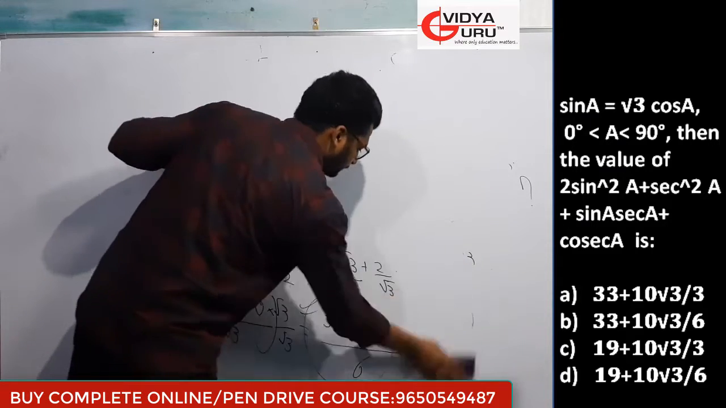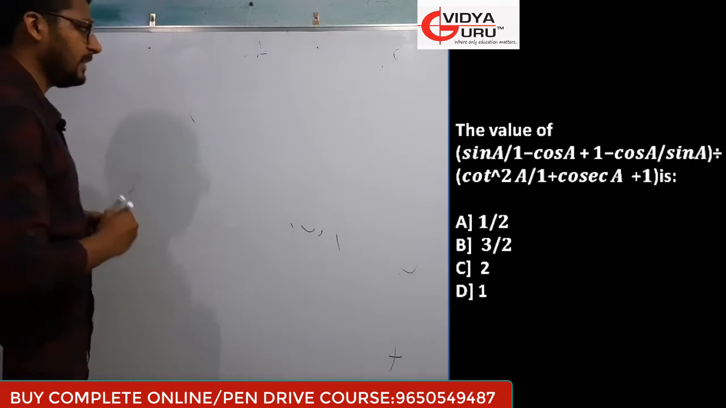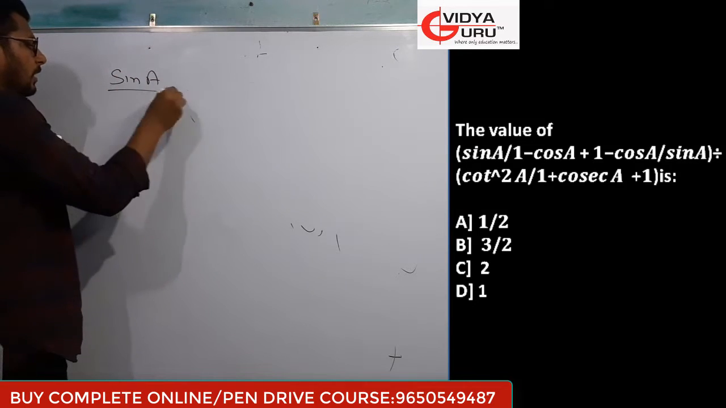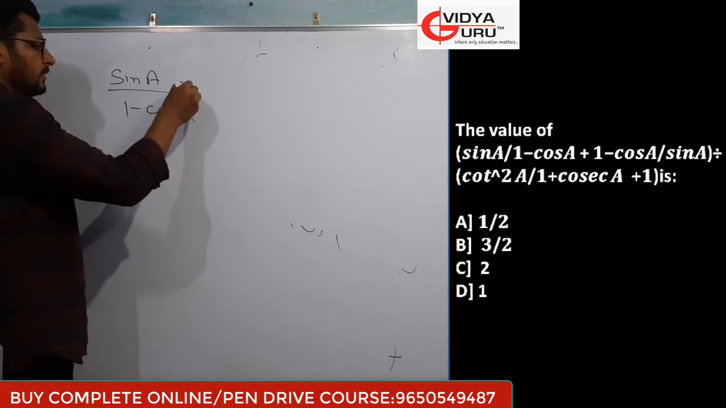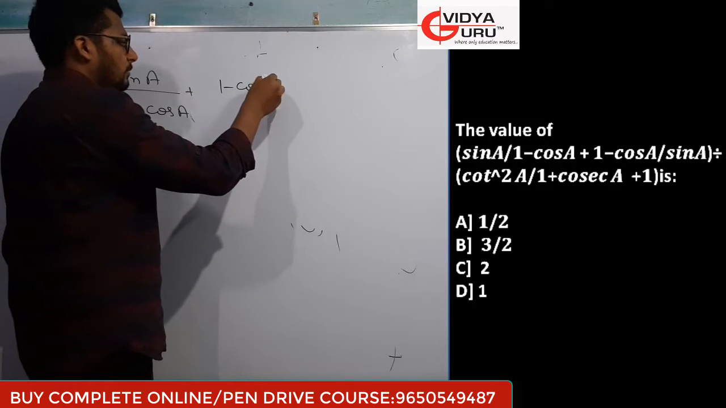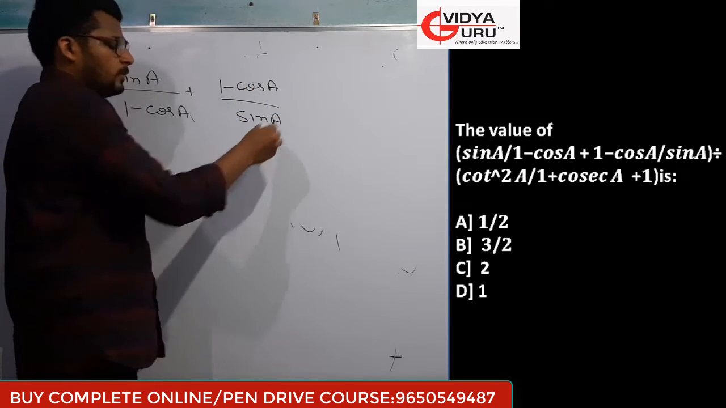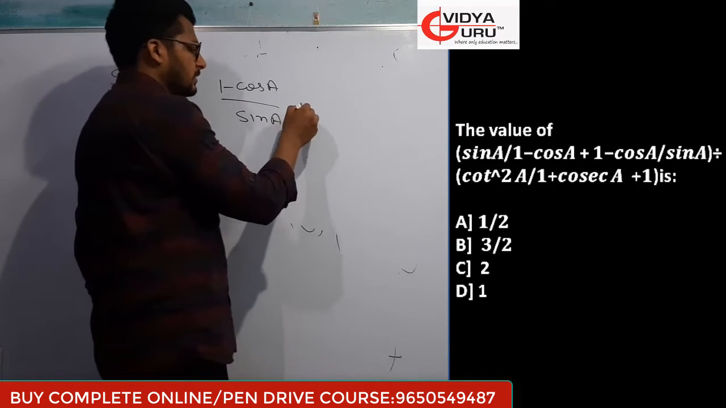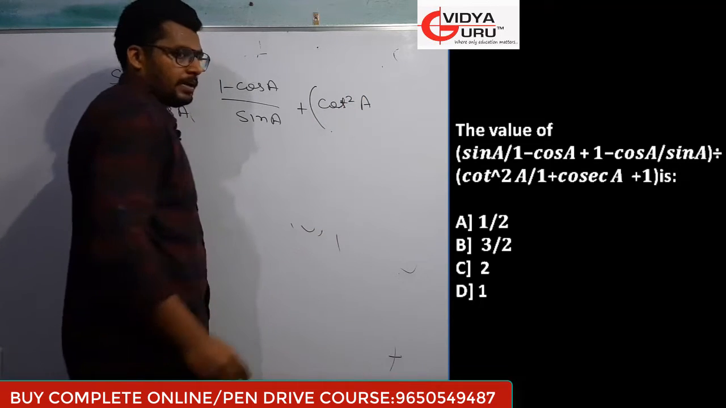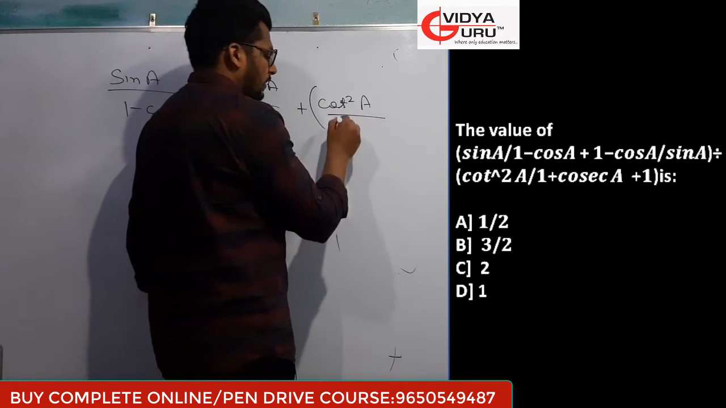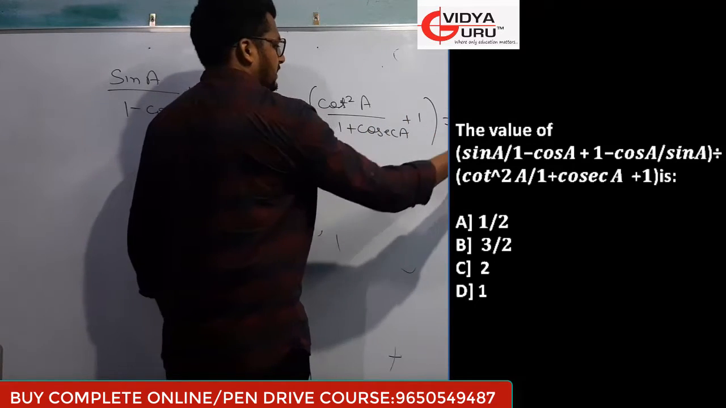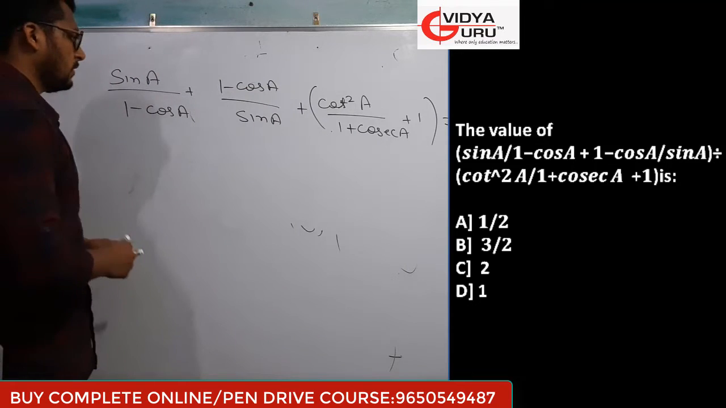Next question. What is the next question saying? Sin A upon 1 minus cos A plus 1 minus cos A upon sin A, plus cot square A upon cosec A plus 1. The question is asking what is the value of this expression.